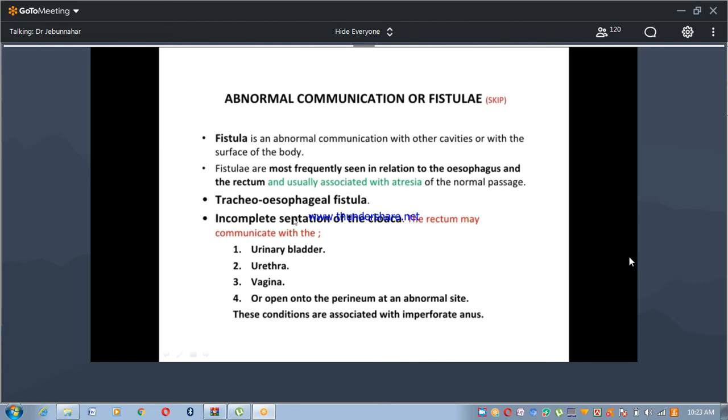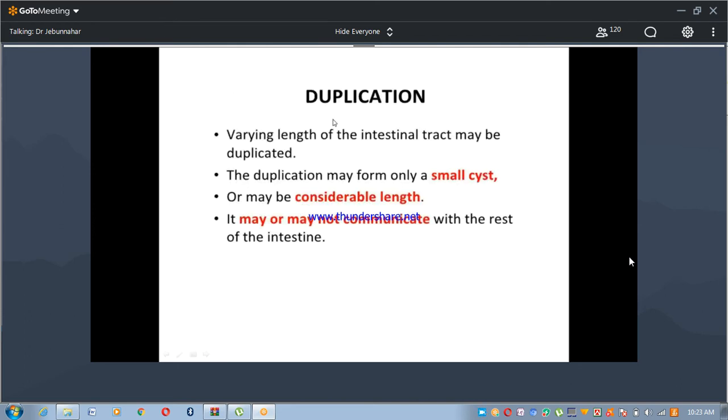There may be tracheoesophageal fistula. That is, the trachea may communicate with the esophagus, creating tracheoesophageal fistula due to developmental anomaly. Incomplete septation of the cloaca, that is, incomplete division of the cloaca. The rectum may communicate with the urinary bladder. The rectum may also communicate with the urethra, with the vagina, or the rectum may be open onto the perineum at an abnormal site. These conditions are associated with imperforate anus.